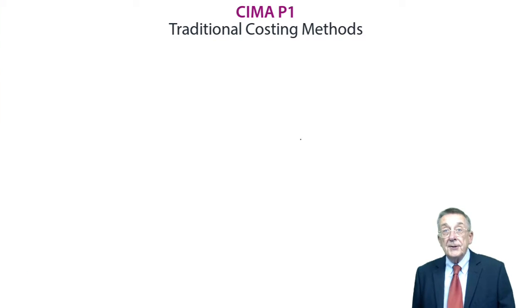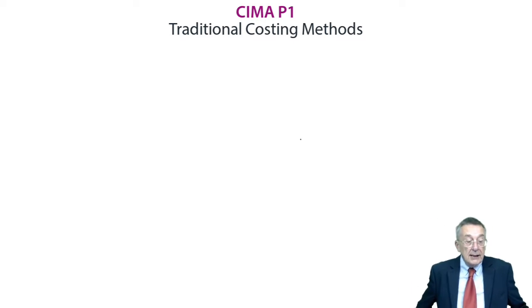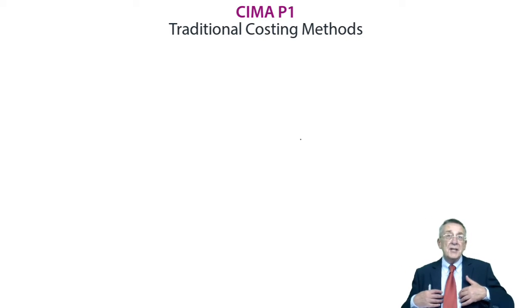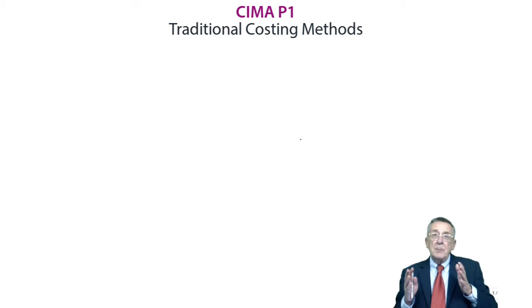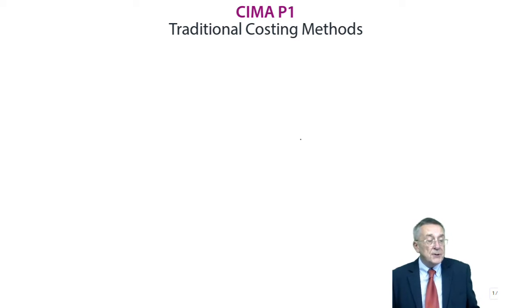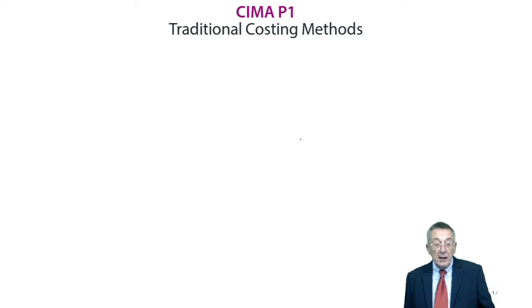Traditional costing methods. Later chapters will look at more modern methods. But traditionally, if I am manufacturing desks, I want a cost per unit. I have to estimate how much each unit will cost to produce. And traditionally, there are two approaches: absorption costing and marginal costing.